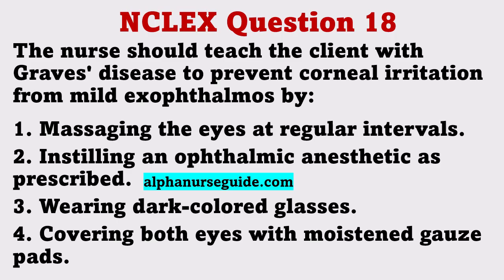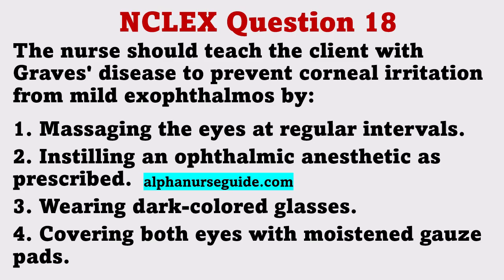The correct answer is 3. Wearing dark-colored glasses. Treatment of mild ophthalmopathy that may accompany thyrotoxicosis includes measures such as wearing sunglasses to protect the eyes from corneal irritation. Treatment of ophthalmopathy should be performed in consultation with an ophthalmologist. Massaging the eyes will not help to protect the cornea. An ophthalmic anesthetic is used to examine and possibly treat a painful eye, not protect the cornea.